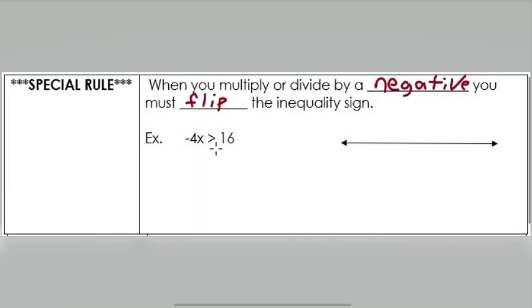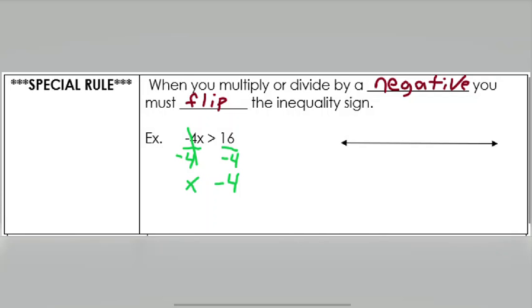So if I was going to solve this inequality over here, I know I have to get that x by itself. And I know a number next to x means multiply. So the opposite of that would be divide. So I would have to divide by -4 to get rid of that 4 on that side and leave me with x. And whatever I do to one side, I have to do to the other side to keep it balanced. So then I would do 16 divided by -4. And 16 divided by -4 is -4.